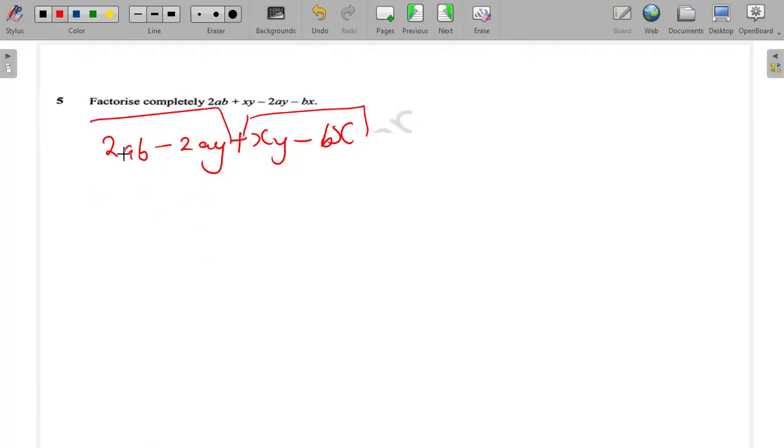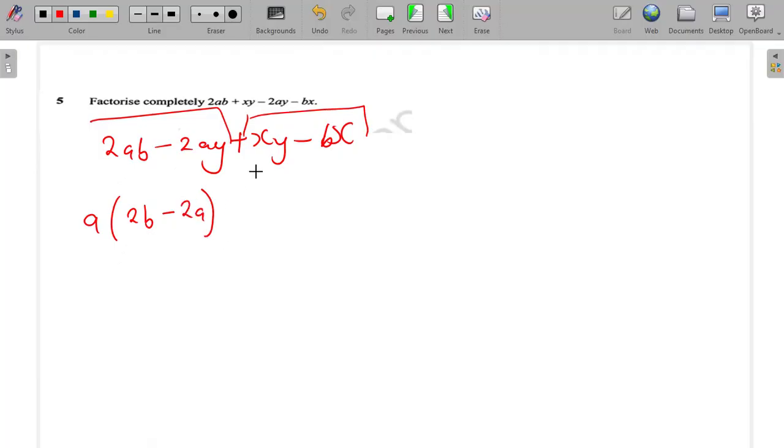Okay. So let me solve the first part. I'm going to ask myself, what is common here? What is common there is a, isn't it? So if a is common here, what do I remain with? If a is common, I'm going to remain with 2b, isn't it? So I remain with 2b there. Then I do the same here. I'm having 2ay. What is common there is a, isn't it? So I'm going to say minus. What I'm going to remain with is 2a, isn't it?